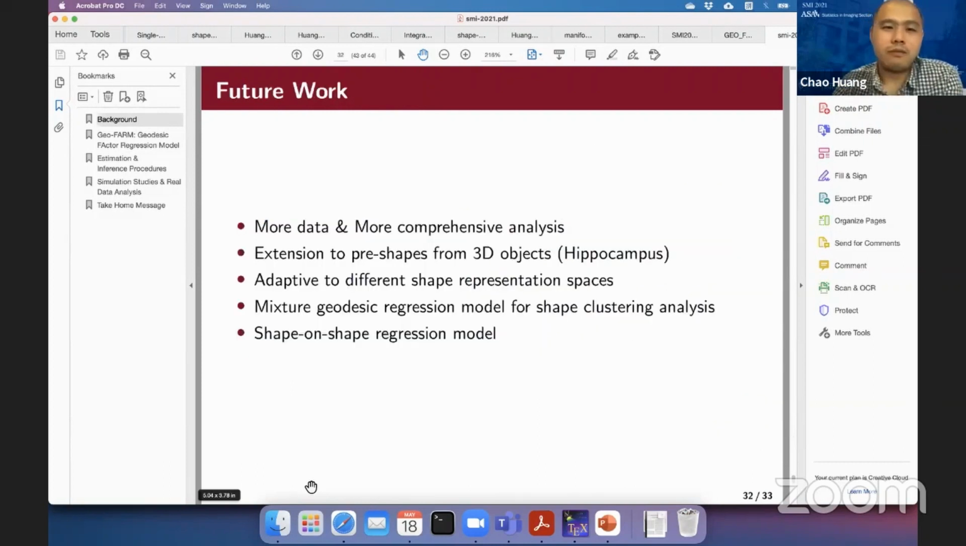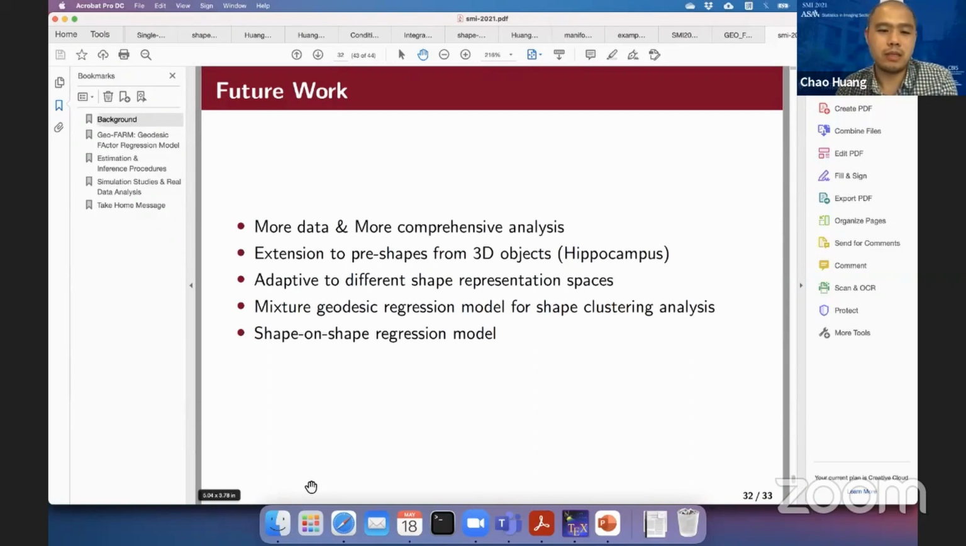For some future work, I think we need more data sets and more comprehensive analysis for the real data analysis. Also, in this talk, I only talked about GRFARM for 2D objects. Actually, it can be extended to pre-shapes from 3D objects such as the hippocampal surface. We also want to make our model adaptive to different kinds of shape representation spaces. Now it can work for the Kendall shape space, and I believe that it can also work for some other popular shape spaces.